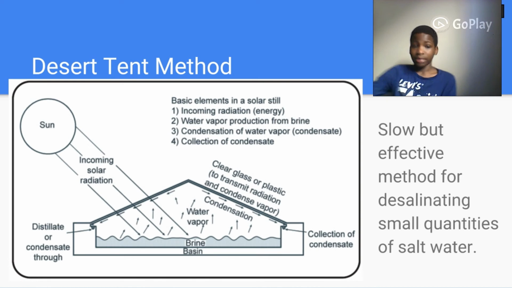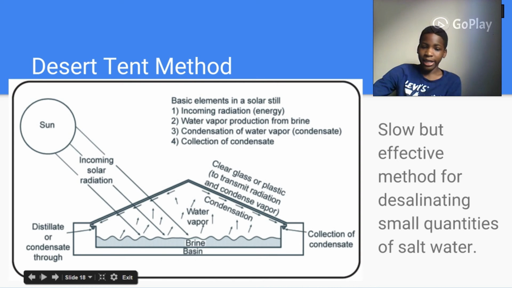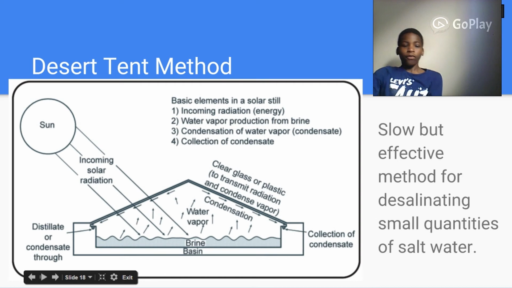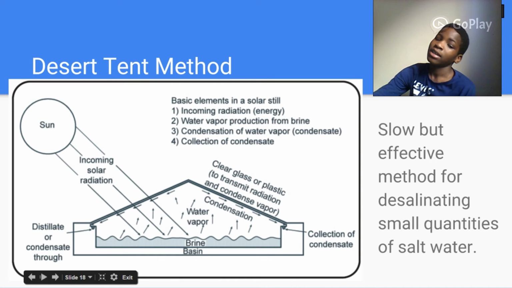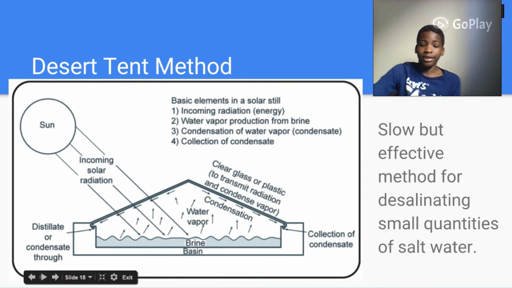So basically, as you see over here, there's the sun, and then clear glass or plastic to transmit radiation. Then there's just water in a brine basin. So they have a roof, a glass roof, like I said, clear glass or plastic. So the sun heats up the water, and it evaporates, correct? It evaporates and goes up, as you can see, and then condenses when it touches the glass, and then it trickles down the side into a collection of condensate, right? And then the salt or whatever has been filtered is just left at the bottom.